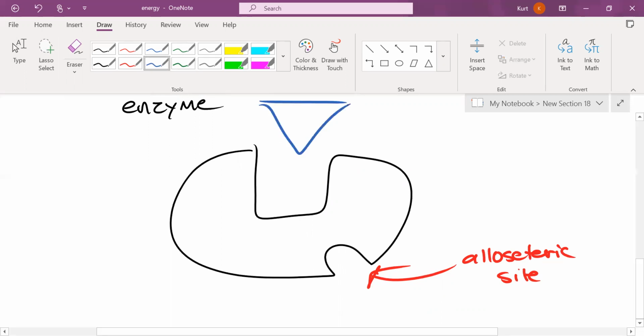Let's say this needs to fit in there. It can't. You put in an activator, what will it do? It changes it so it can fit. An activator turns on an enzyme. An inhibitor shuts down an enzyme.